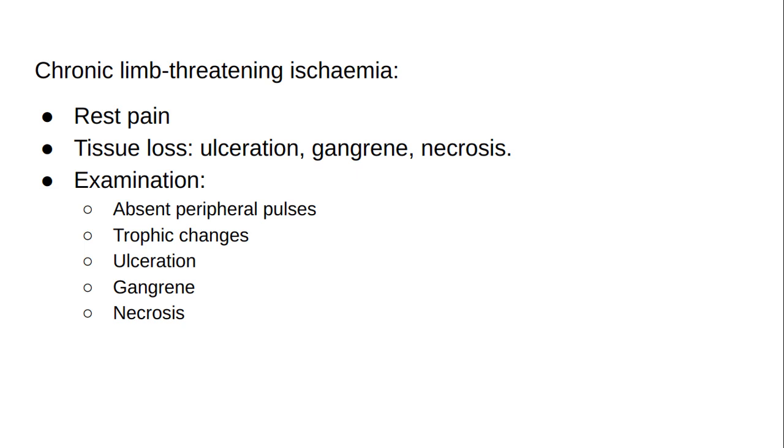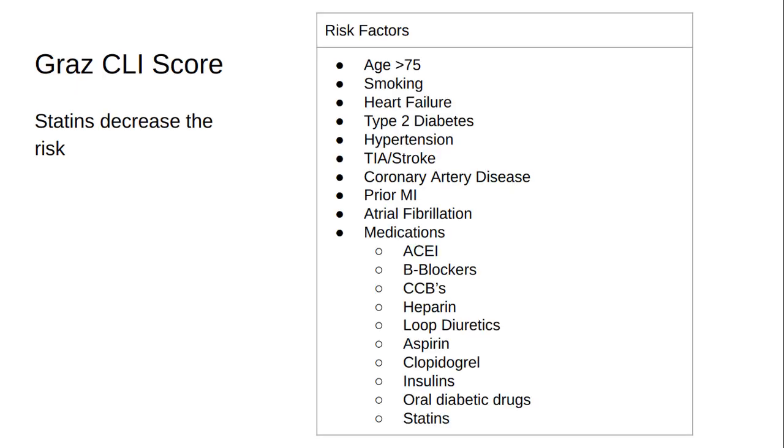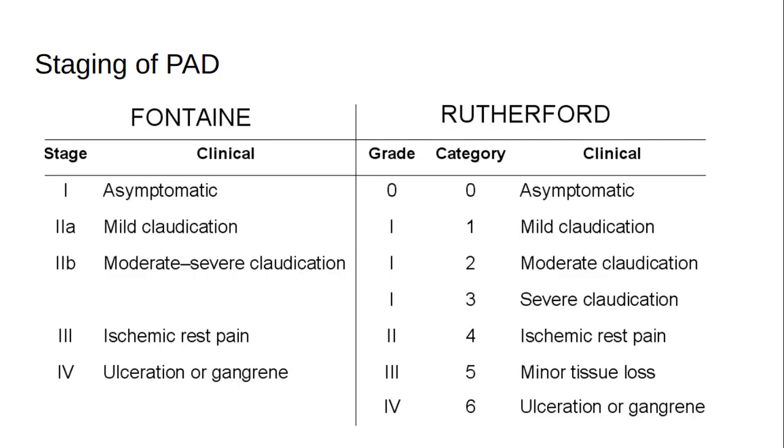During examination, there are absent peripheral pulses, trophic changes such as hair loss, muscle wasting, clawed toes, ulceration which is punched out, sloughy, necrotic. Gangrene presents with infection, blistering, abscess, skin breakdown, and finally necrosis. The Graz critical limb ischemia is a simple risk score to identify patients at the highest risk for progression to critical limb ischemia.